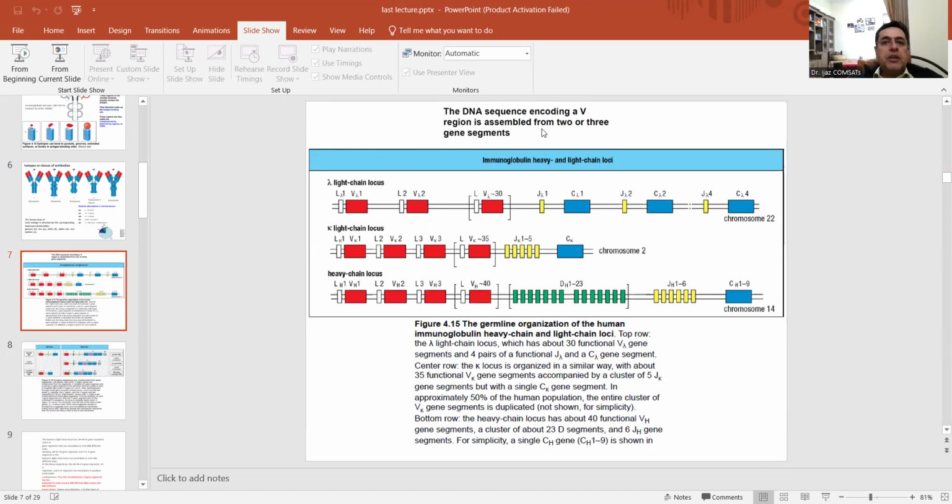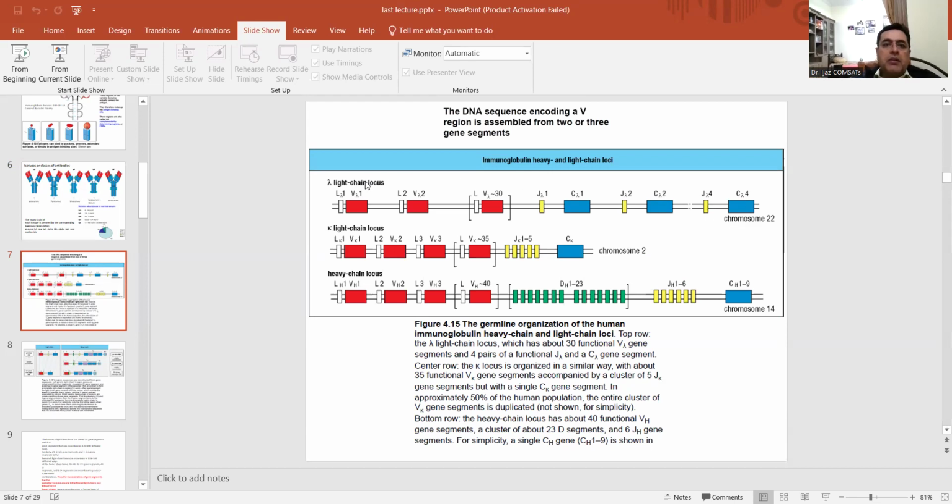So the DNA sequence encoding a variable region is assembled from 2 or 3 gene segments. What are these 2 or 3 segments? For instance, this is a lambda light chain locus shown at the top, and you would see here it is written V lambda 1, V lambda 2, L lambda 1, L lambda 2, V lambda up to 30, J lambda 1, C lambda 1. So this is the lambda light chain locus, which is present on chromosome 22.